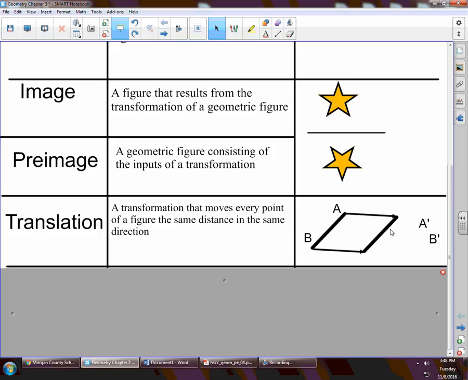Our new image is this segment. This new point is called A prime. That apostrophe there, we say prime. And the new point over here is B prime. So it is A prime, B prime. This segment AB is the pre-image. The new image is A prime, B prime. So that is a translation, when this slides the same distance and the same direction, both points.